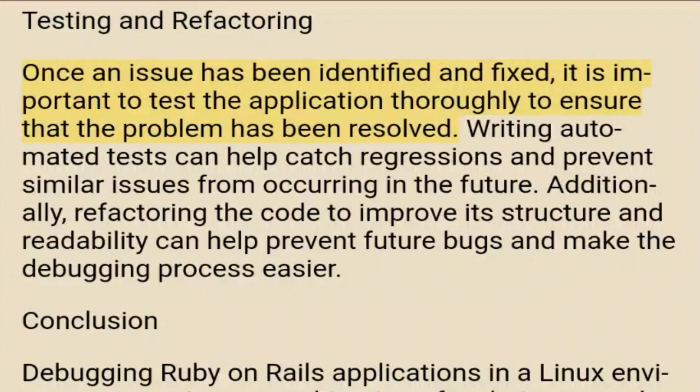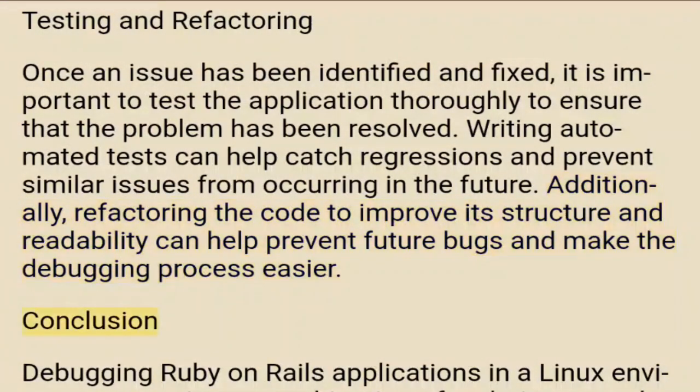Testing and refactoring. Once an issue has been identified and fixed, it is important to test the application thoroughly to ensure that the problem has been resolved. Writing automated tests can help catch regressions and prevent similar issues from occurring in the future. Additionally, refactoring the code to improve its structure and readability can help prevent future bugs and make the debugging process easier.